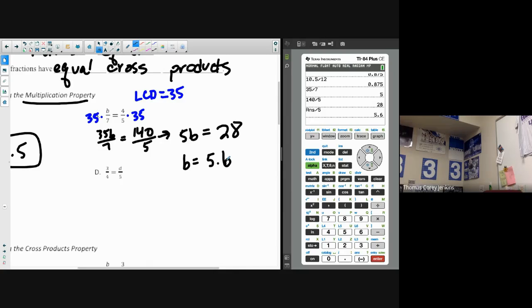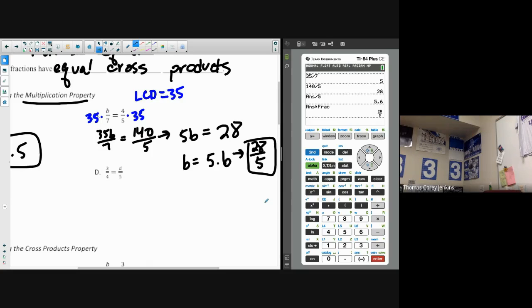So let's just say MathXL says that that's wrong, and then you read the directions and it says write your answer as an integer or a fraction. It's going to look different than this on your calculator, but on my calculator I can go to math and then fraction and just hit enter, and it'll change it to 28 over 5, which makes sense because we got 5.6 from 28 divided by 5. But it'll reduce it for you if it can.